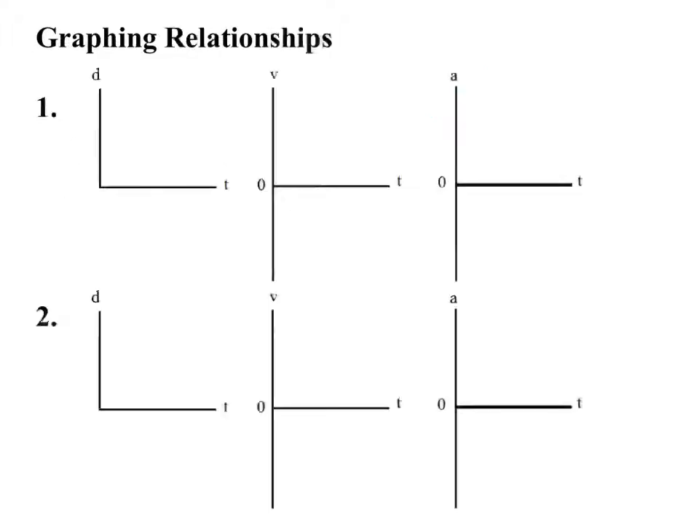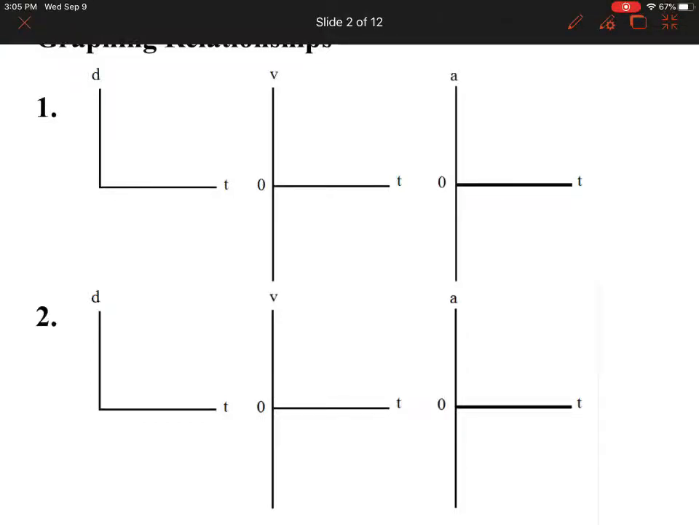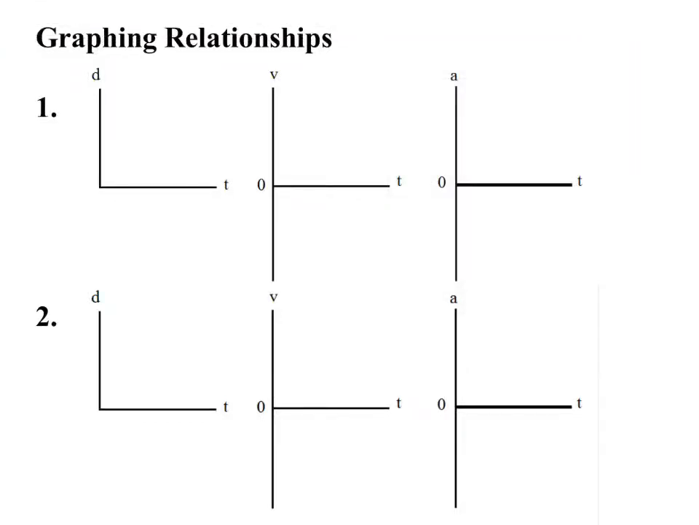But before we do that, I just want to look at the different types of relationships in the graphs that we can have. And if you have a certain distance time graph, what would that look like on a velocity time graph or an acceleration time graph? So here, I'm going to draw a distance time graph, and then we're going to figure out what the corresponding velocity and acceleration time graphs would look like.